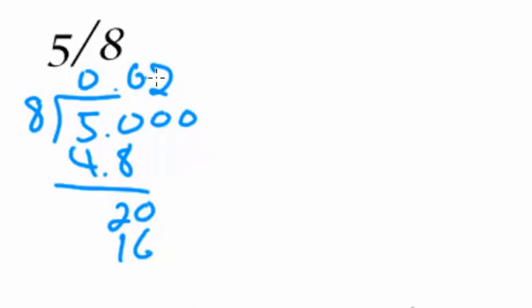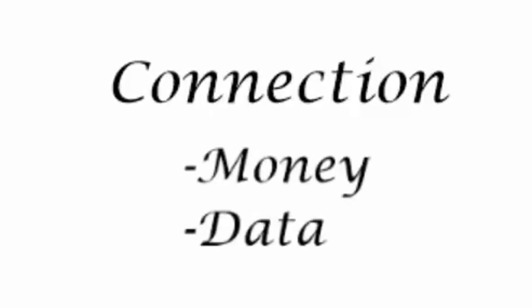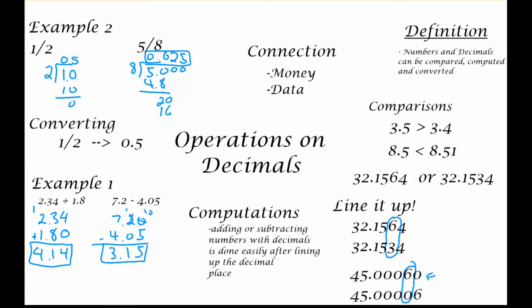and even though my problem does not go on for too much longer, for the sake of time, if we were to continue, we would end up with a 5 and a final answer of 0.625. So a decimal with 3 places is the decimal version of our fraction 5/8. The connection is very strong. We think about decimals and what we can do with them so that we can ultimately address money, we can address data, and make greater sense of the world of math.